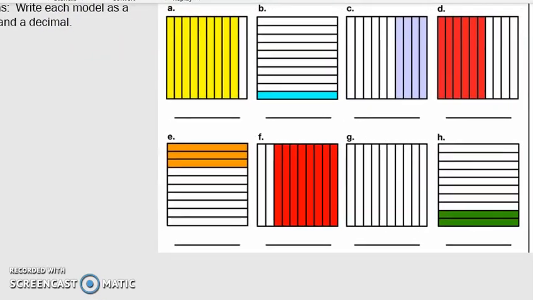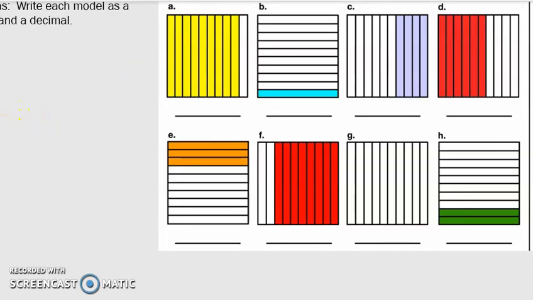And I'm sorry, I can't get the directions and the pictures to show up at one time, the screen's too big, but that's okay. So you know the directions are to get a pencil and paper. All right, we're writing each model as a fraction and a decimal.